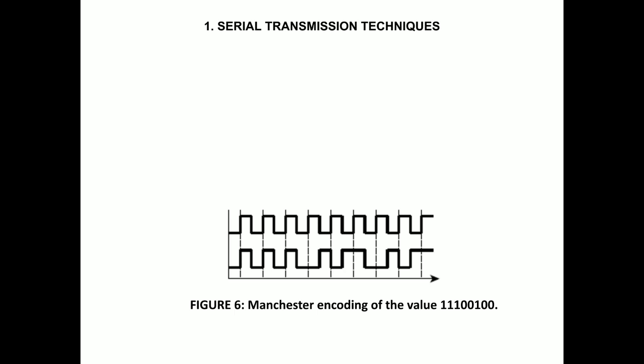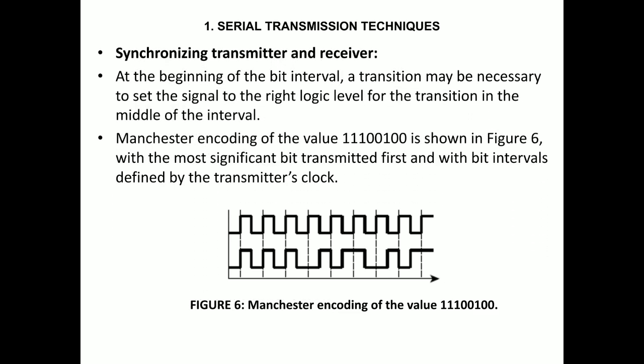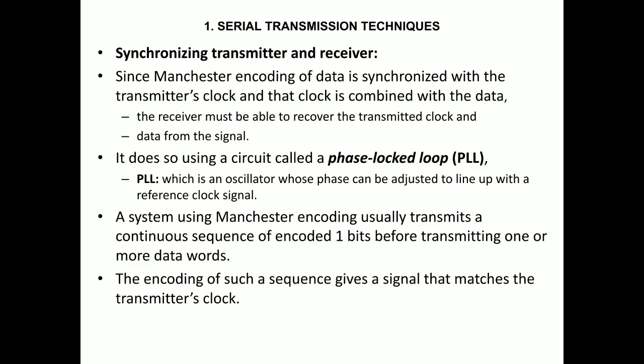At the beginning of the bit interval, the transition will be in the right logic level, and in Manchester encoding the MSB is transmitted first, with the bit intervals as per the transmitter clock. The data is synchronized. Data synchronization is achieved with the help of the transmitter's clock.